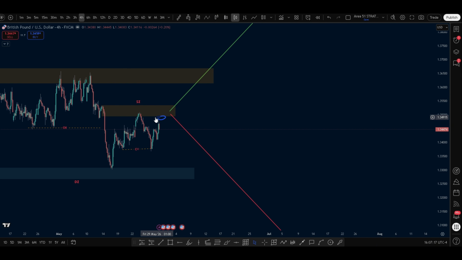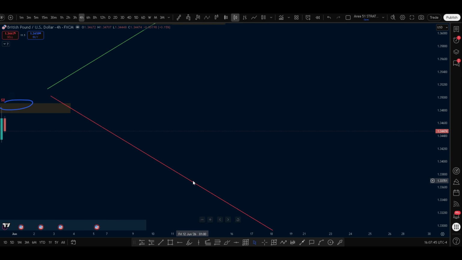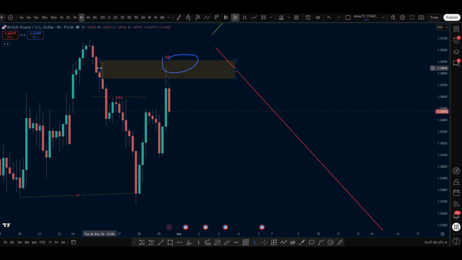We cannot ignore this liquidity that was taken out within the 4-hour time frame. We cannot ignore this rejection that happened here on this candle here. So this is a valid supply zone within the internal structure. If you can see, this candle took out liquidity. You can see it took out liquidity of the high of this candle, and then pressure came in.